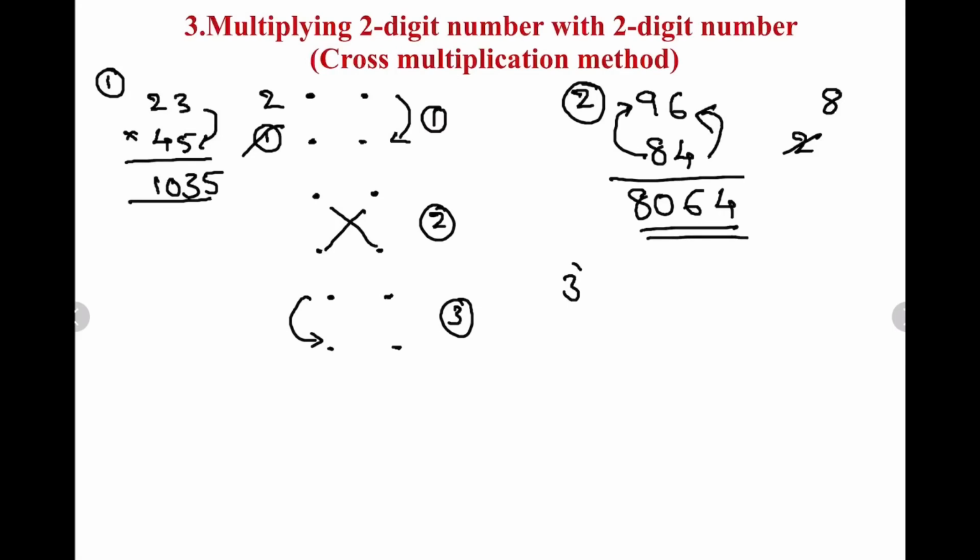If you go with another example, 73 is multiplied with 46. 3 into 6, 18. Keep 8, 1 carry forward. 7 into 6, 42. 4 into 3, 12. 42, 12. 42 plus 12, 54 plus 1, 55. Keep 5, 5 carry forward. 4 into 7, 28 plus 5, 33.